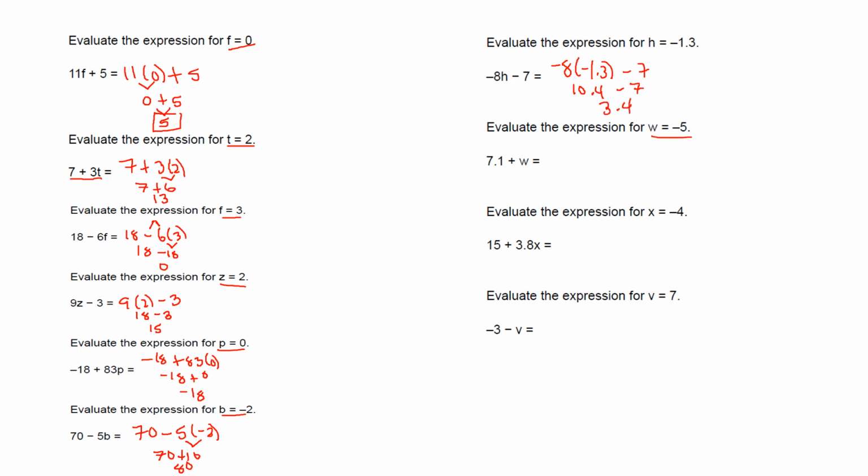So if w equals negative 5, that would be 7.1 plus negative 5. I put the negative 5 in parentheses in this case. I'm sorry, plus negative 5. And that's just going to be positive 2.1, which you obviously could have just done 7.1 minus 5.